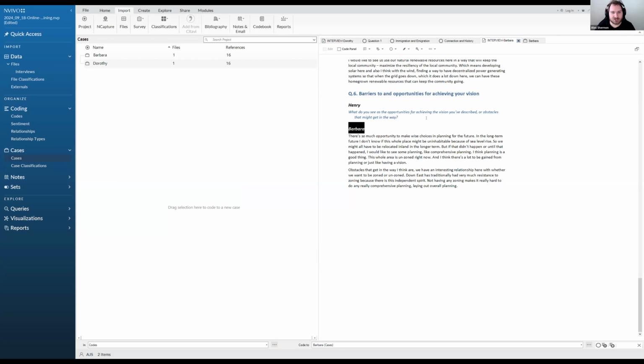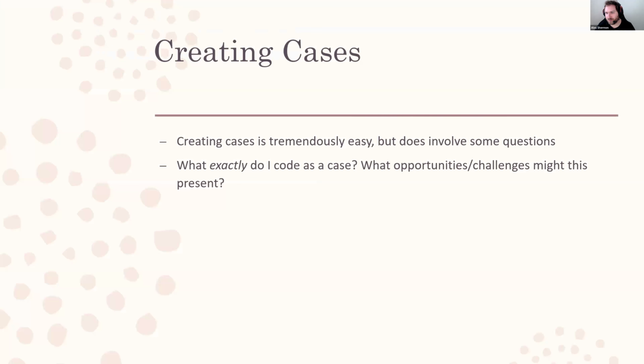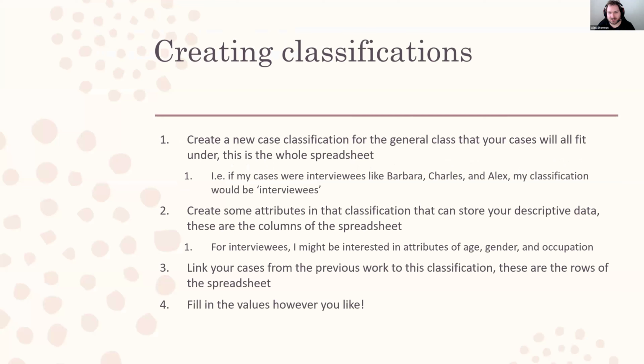So attributes are complicated, but really straightforward when we think about them a little bit. Basically, what they are is a classification spreadsheet in NVivo that we are just going to be putting data about our cases into.